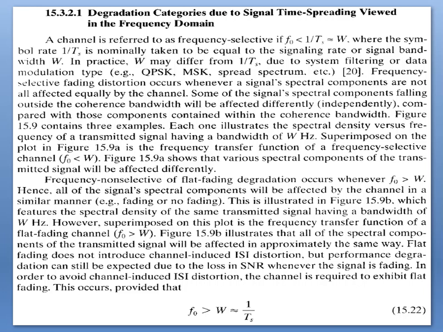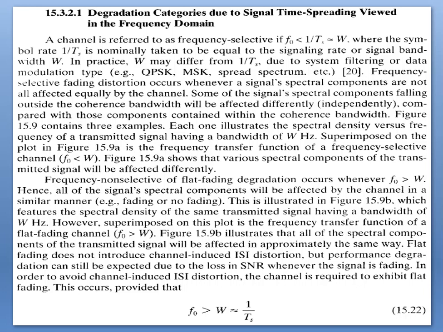A channel is referred to as frequency selective if f0 is less than W, as already discussed in the above slide, where the symbol rate 1 by Ts is normally taken to be equal to the signaling rate or signal bandwidth W. In practice, W may differ from 1 by Ts due to system filtering or data modulation type, for example, quadrature phase shift keying, M-ary phase shift keying, spread spectrum, etc.